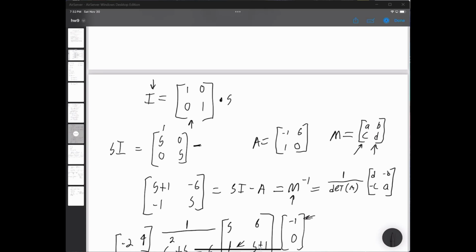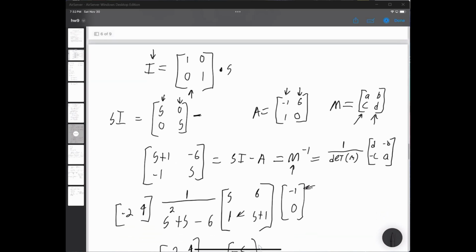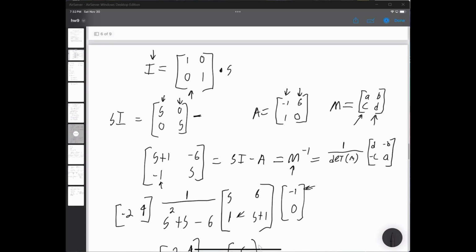We do S minus negative 1, which is S plus 1. 0 minus this 6 over here is negative 6, and so on. 0 minus this 1 is negative 1. S minus 0 is just S. So we know what SI minus A is, but what's the inverse, right? We need to grab that inverse.